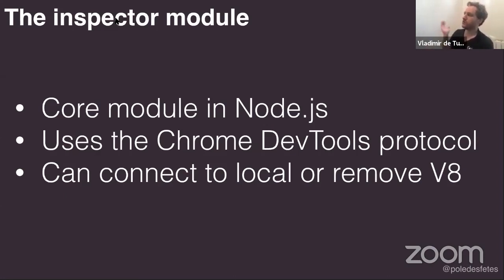It enables you to run the DevTools protocol on the local instance if you want to debug Node.js from Node.js, or on another V8 if you want to debug remotely, like another Node.js instance, or even Chrome or Chromium. You can debug from Node.js with this core module. So if you want to write CLIs or tools that automatically detect memory leaks or CPU bottlenecks on another Node.js application, that could be a fun follow-up for this talk.